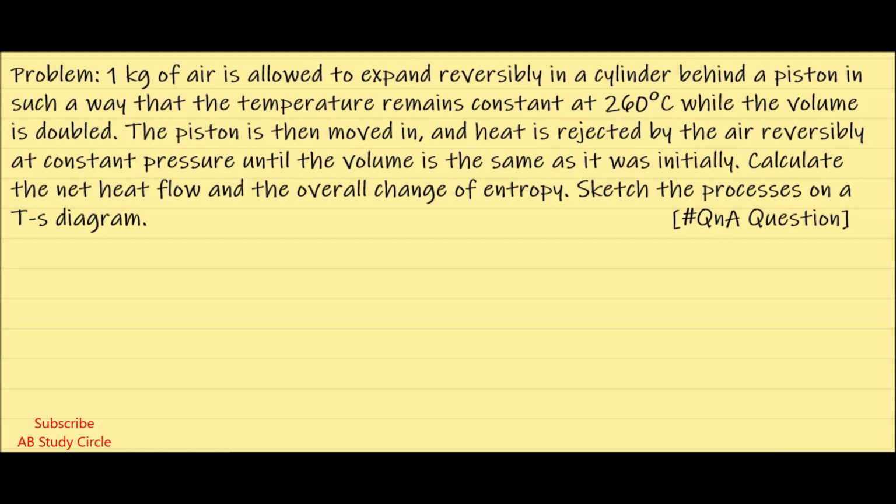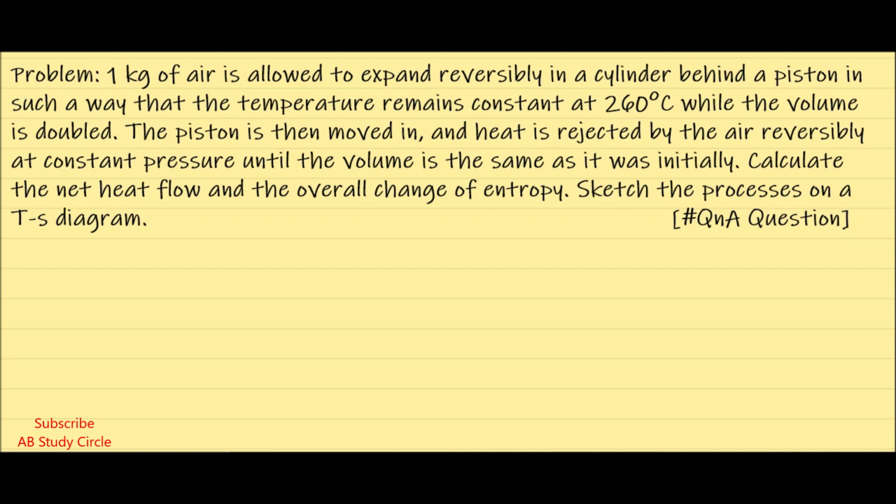Okay. After that, it says to calculate the net heat flow during these two processes, one expansion and then the heat rejection, through the piston cylinder arrangement. And the second part of the question asks for the overall change of entropy, and third, sketch the process on a TS diagram. Okay, before going further, let's start with the sketch. Before having the TS diagram, let's first prepare the PV diagram. So we will plot the problem on a PV plot.